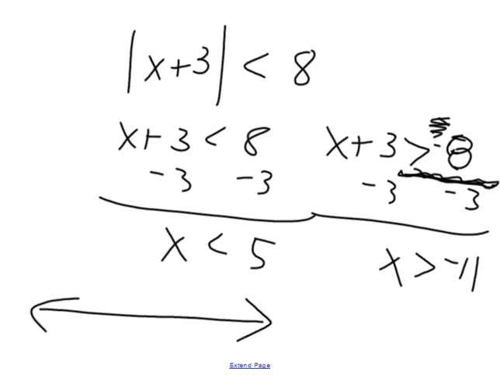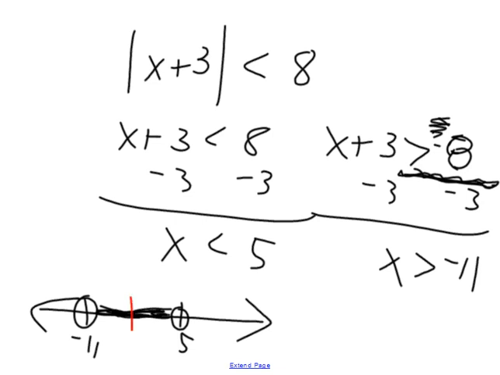Here's 5. Here's negative 11. It's got to be less than 5, which means it can't be 5, less than 5, and then bigger than negative 11. Here's negative 11, and bigger than that, so it's in between those two spots that it works. Once again, if your life depended on it, you might want to check to see if you got it right.